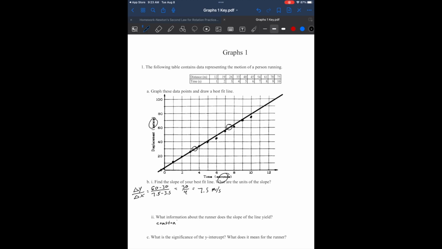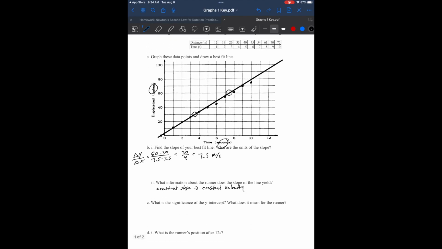What information about the runner does the slope of the line yield? Well, it's a constant slope. The slope's not changing. It's a straight line. So if it's a constant slope, it's a constant velocity, because we're getting the velocity in meters per second. That's the unit of velocity. And if that slope is constant, so is the velocity. If we check the slope at any point on the line, it is going to be the same.